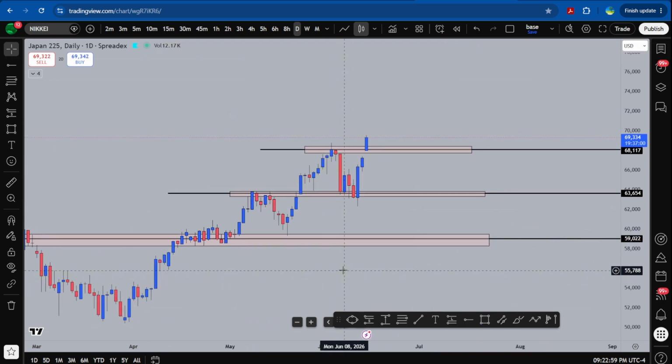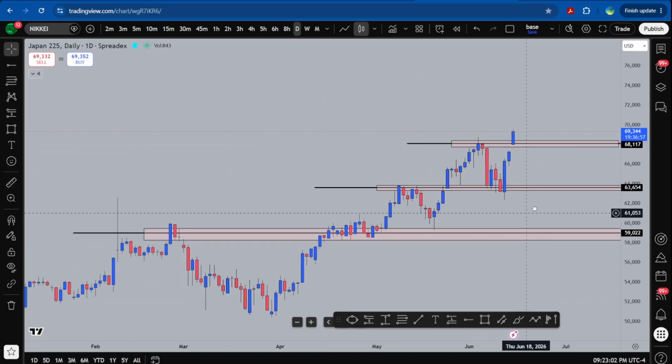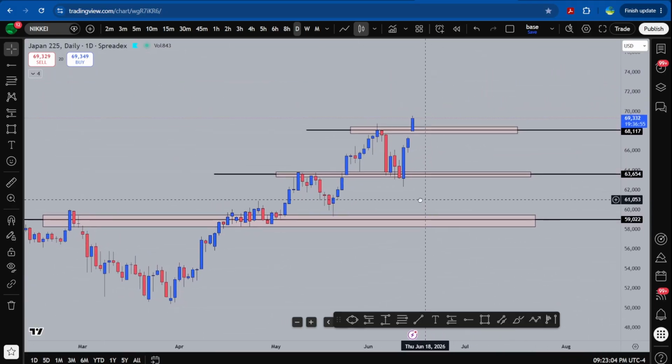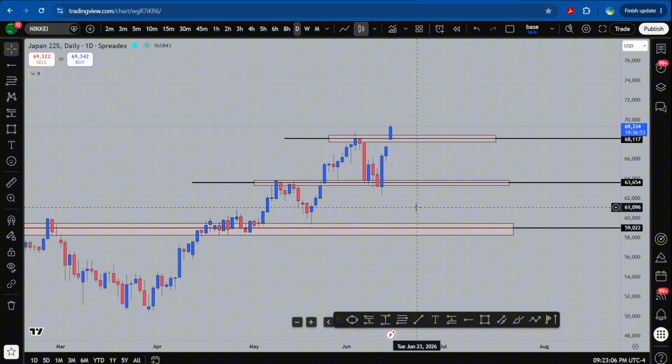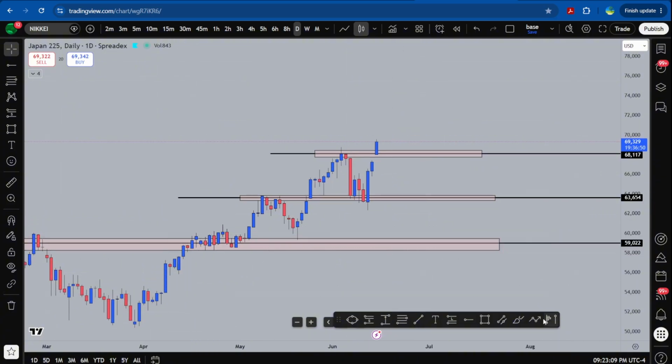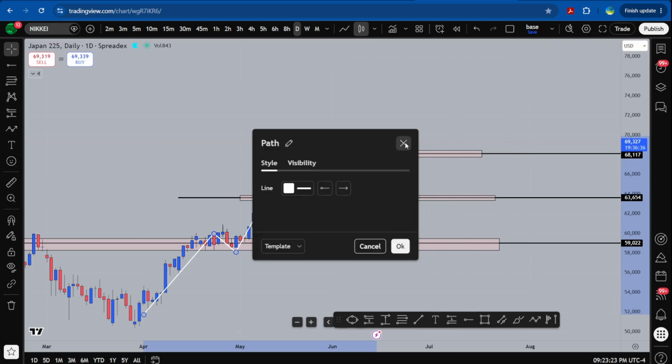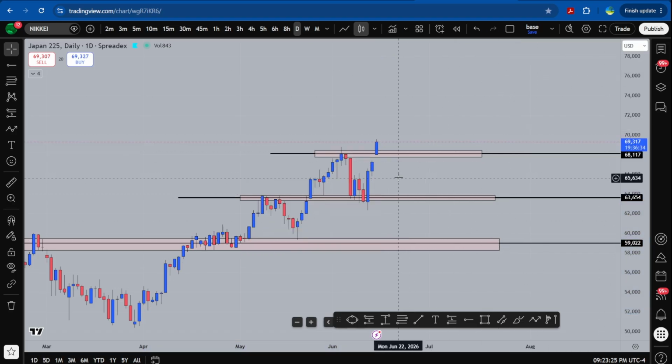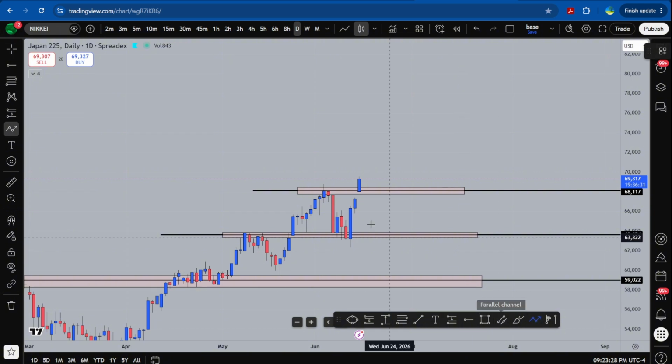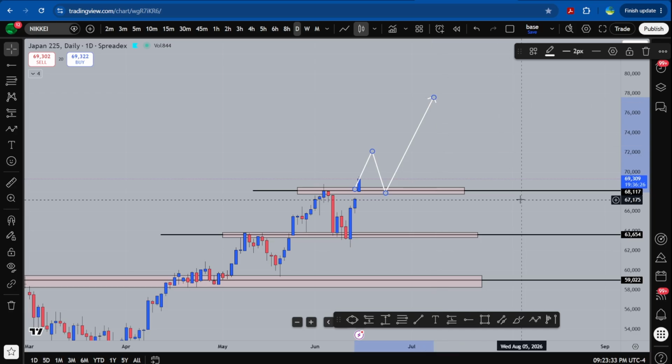All right, so this is what I'm looking for. This pair can be so clean. This is where we're at on the daily. How much cleaner can you get here? That's textbook. That is textbook. So what are we going to wait for? We're just going to let it do what it do. That's what we're waiting for.